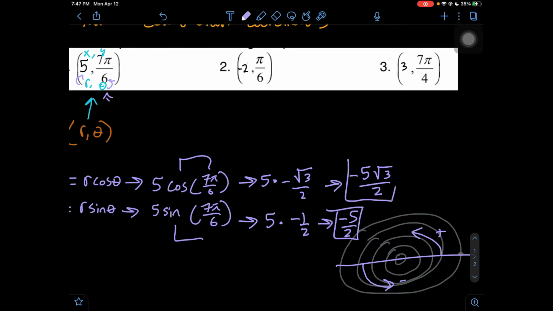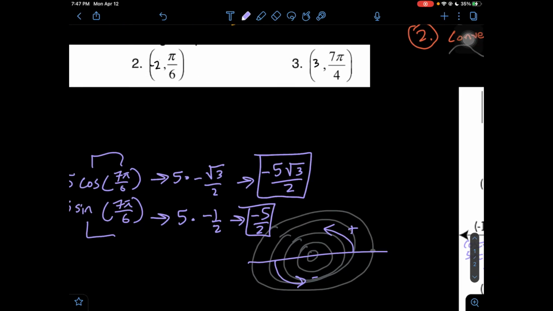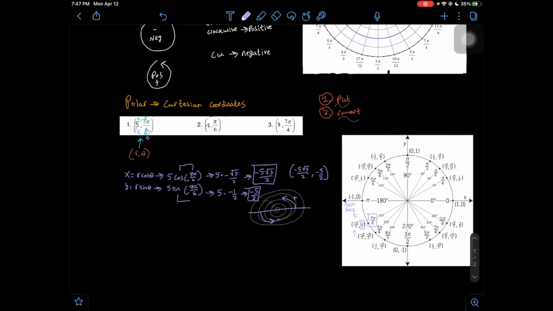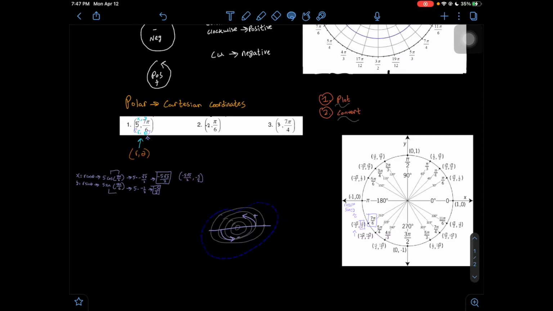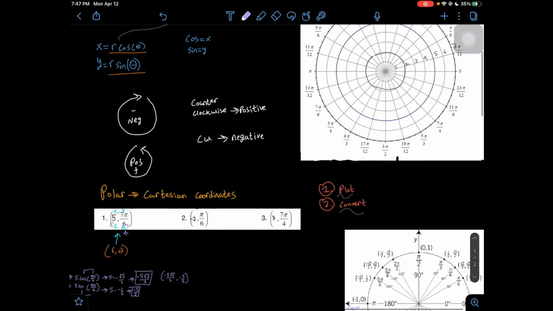So that is our Cartesian coordinate. Let's go ahead and write that in coordinate form. We have negative 5 square root of 3 over 2, comma, negative 5 over 2. And since that was just problem 1, we can move it off to the side. And now we're going to do step 1. We're going to work backwards on this one. We're going to go back to step 1, and now we need to plot it on our graph.